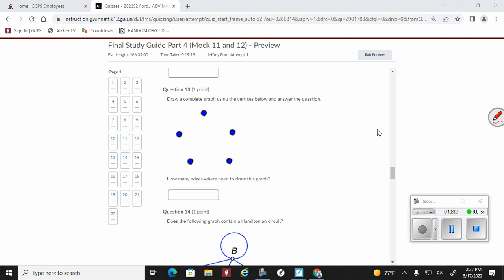All right, for this one right here, a lot of folks having issues with this. Complete means every single graph is touching, or every single dot is touching every other dot. So notice how it's drawn. There, there, there, and there. That's all connected.